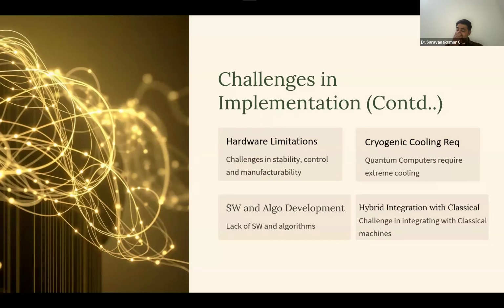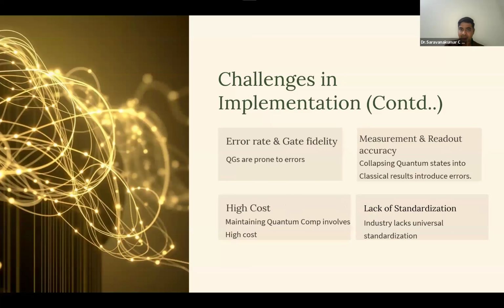The next one is a very interesting topic: hybrid integration with classical machines. Recently they are trying to prove that even within classical machines, we can achieve quantum power with some algorithms and simulations. We are trying to integrate with the classical machines, and that's why one of our professors or colleagues here asked, even in classical machines, if I want to shift something when it collapses, what can I do? Yes, so that challenge was already mentioned by one of the participants. Hybrid integration with classical is still a challenge.